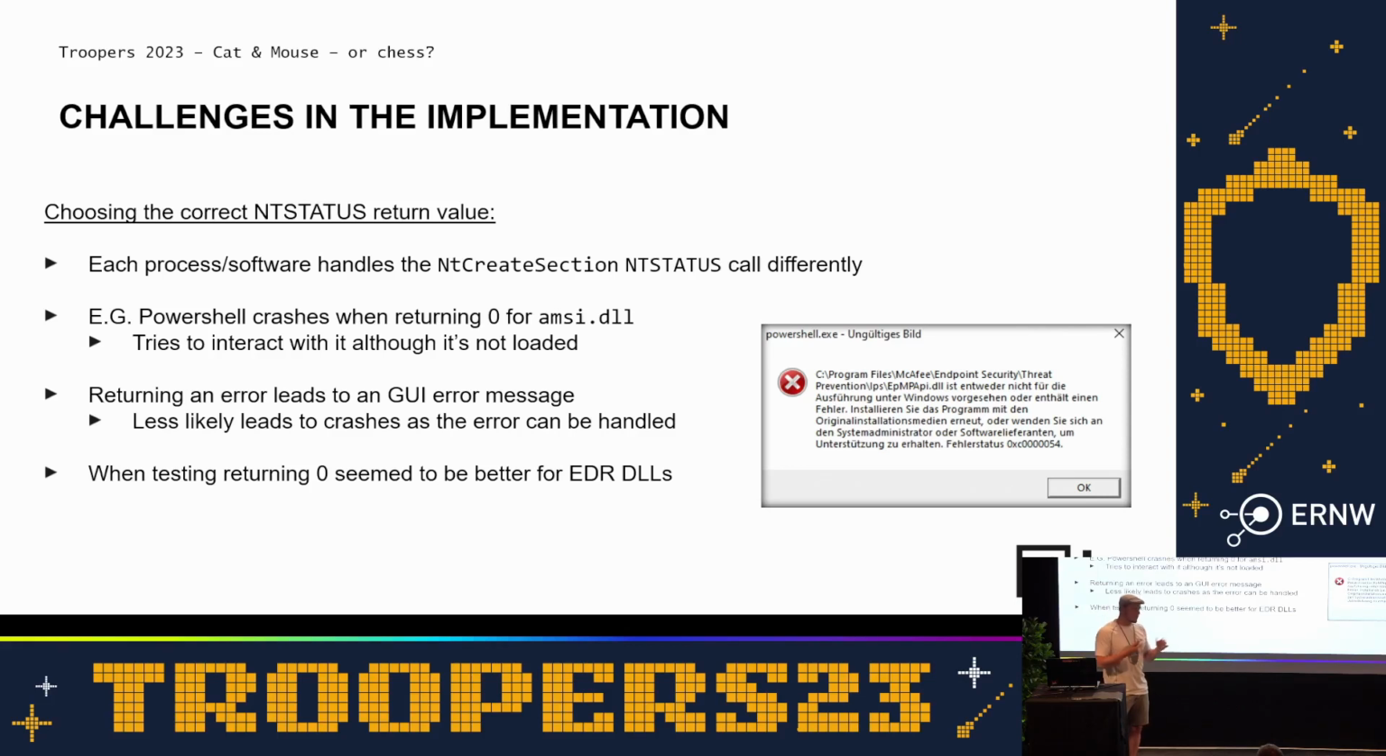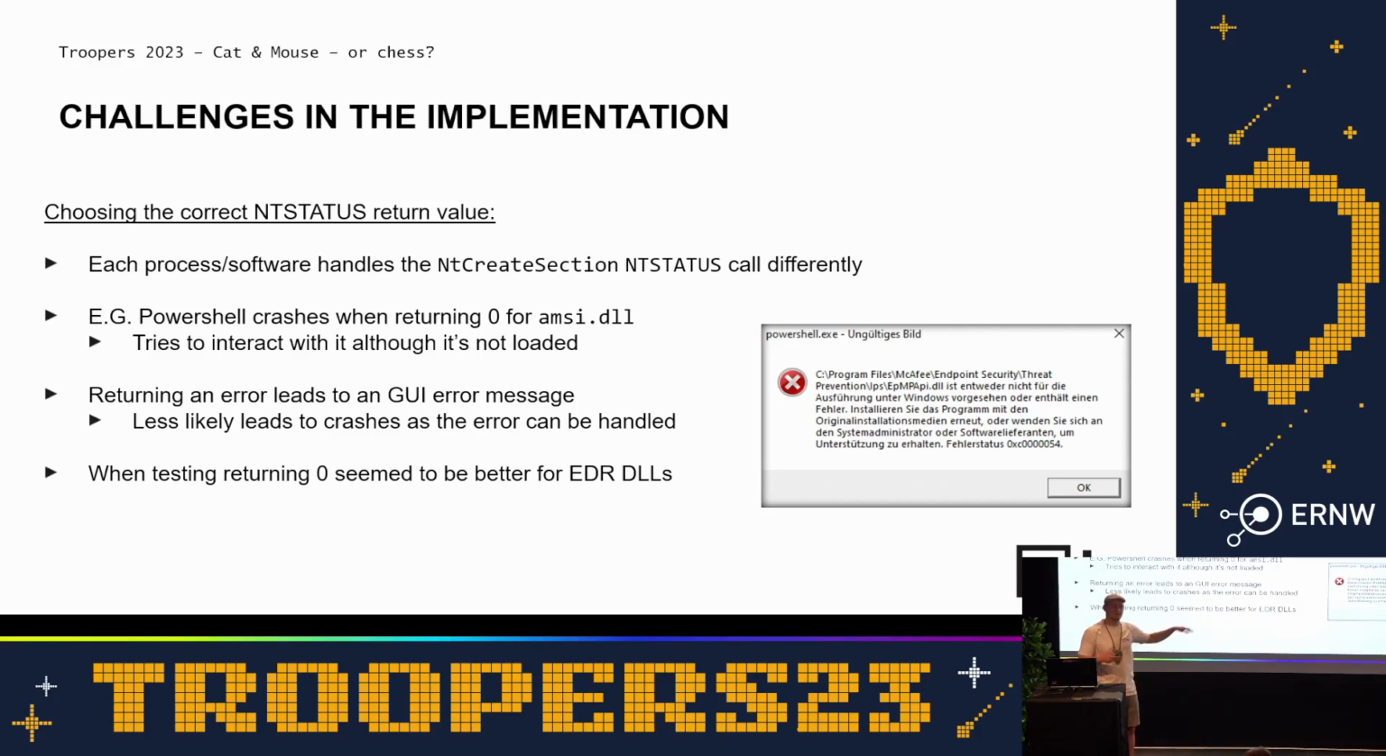In the very end, what I saw is that using a return status code of 0 was, in my testings at least, better to block EDR DLLs instead of returning an error. But my proof of concept is returning exactly this error code, because this is specific for PowerShell and AMSI DLL, because my proof of concept is blocking AMSI DLL, preventing it from getting loaded in a new PowerShell process. And in this case, this error code was better.